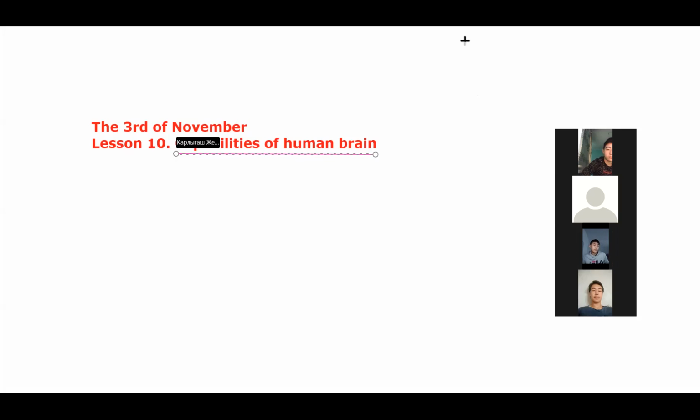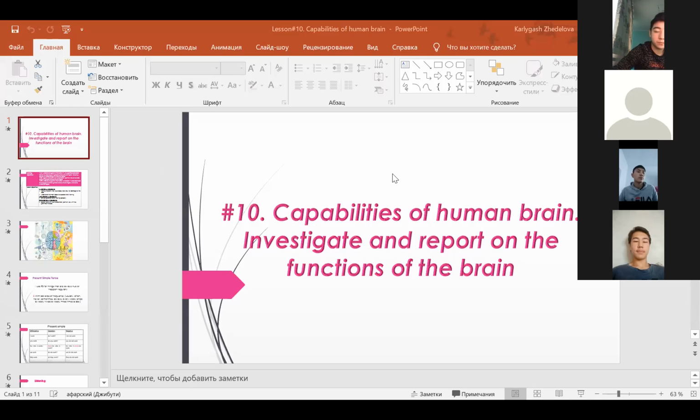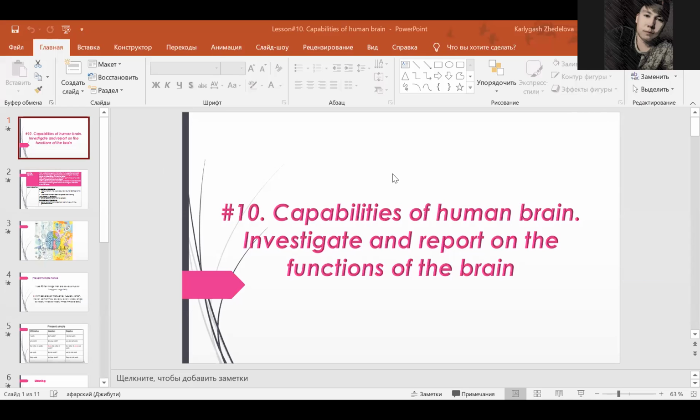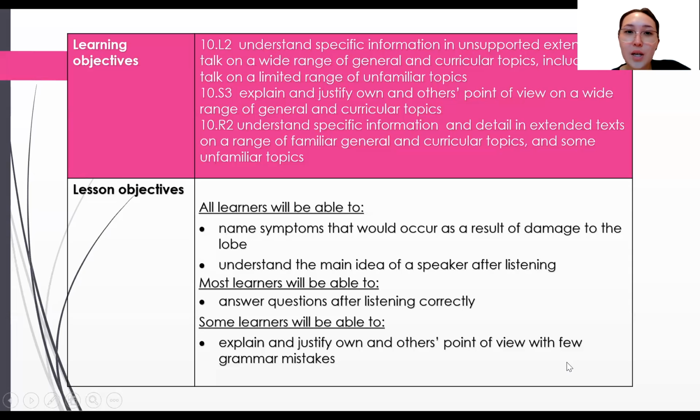Okay. Start our lesson with the presentation. Investigate and report on the functions of the brain. Today's learning objectives are to understand specific information in unsupported extended talk, and explain and justify your or other people's point of view. It means about the functions of the brain, yeah? Lesson objectives: you will be able to name symptoms about the functions of the brain and explain your point of view.